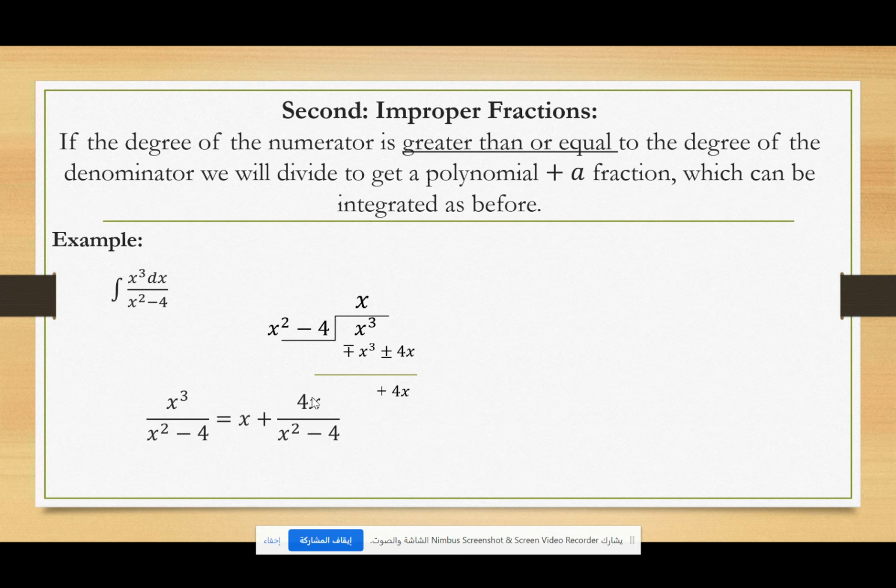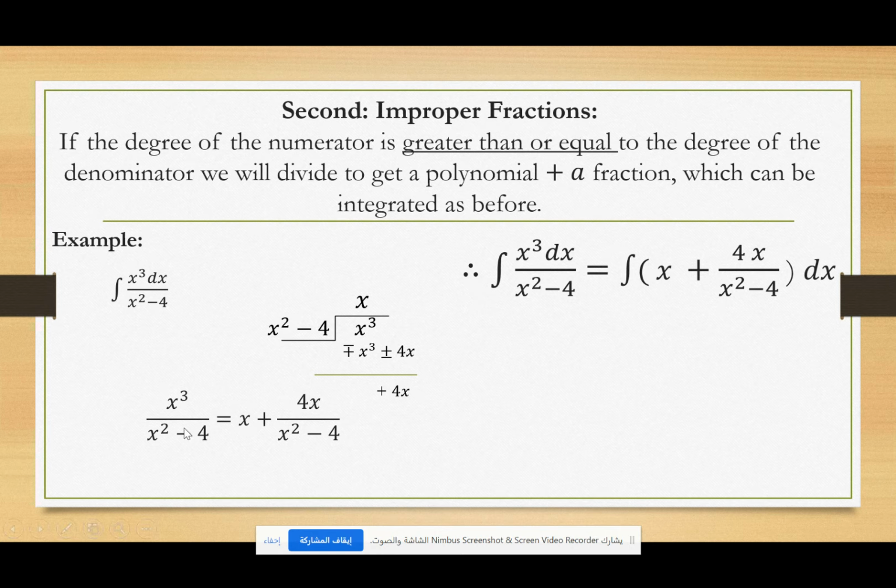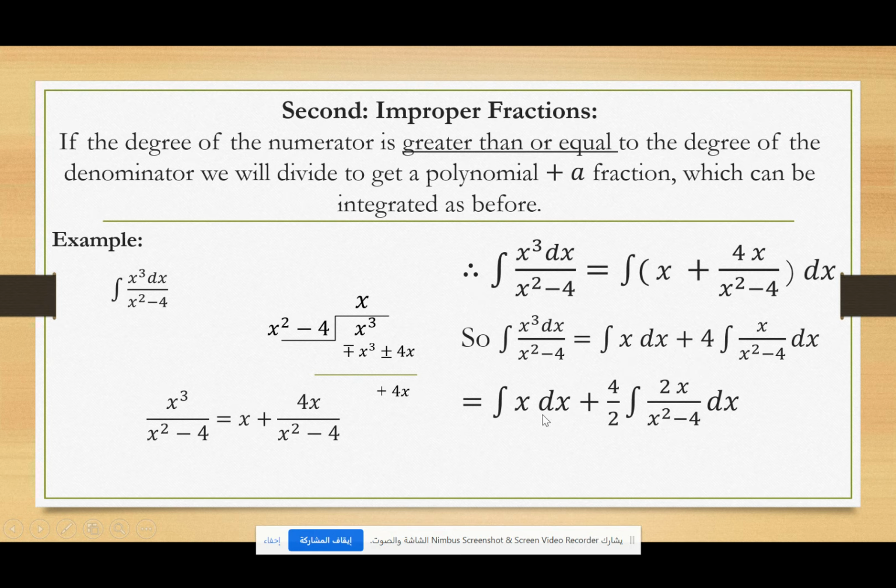Let us see the last answer. This is what we will get. Now to integrate it, we need to integrate each side. The left side including x cubed over x squared minus 4, and the other side including x plus 4x over x squared minus 4. The integration of x, by adding the power by 1 and dividing by it, you will get, after you split this integration for each and take the constant outside as a common factor, from this integration x squared over 2 plus.